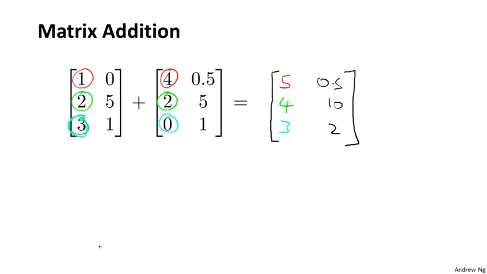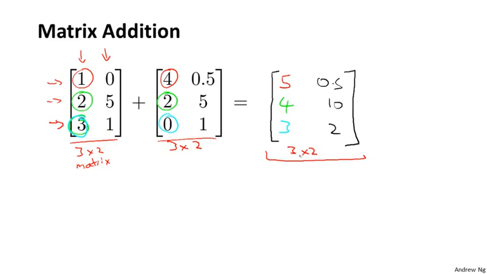And it turns out you can add only two matrices that are of the same dimension. So this example is a 3 by 2 matrix, because this has 3 rows and 2 columns, so it's 3 by 2. This is also a 3 by 2 matrix, and the result of adding these two matrices is a 3 by 2 matrix again. So you can only add matrices of the same dimension, and the result will be another matrix that's of the same dimension as the ones you just added.